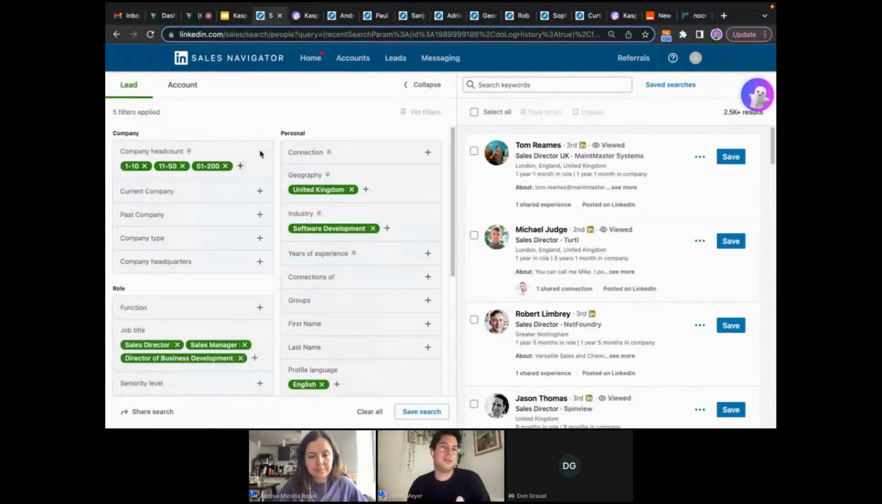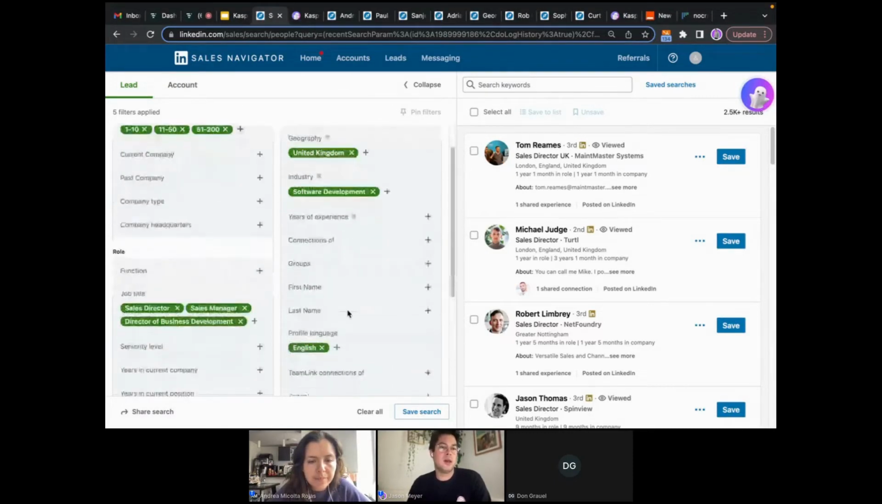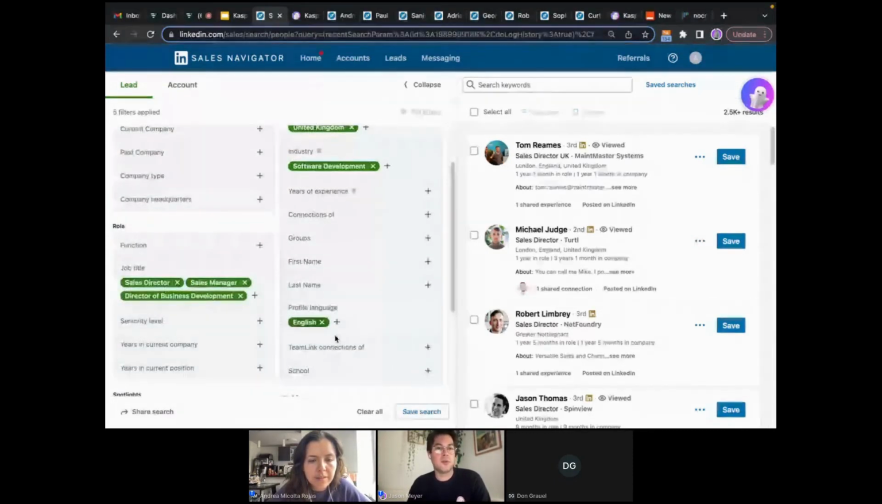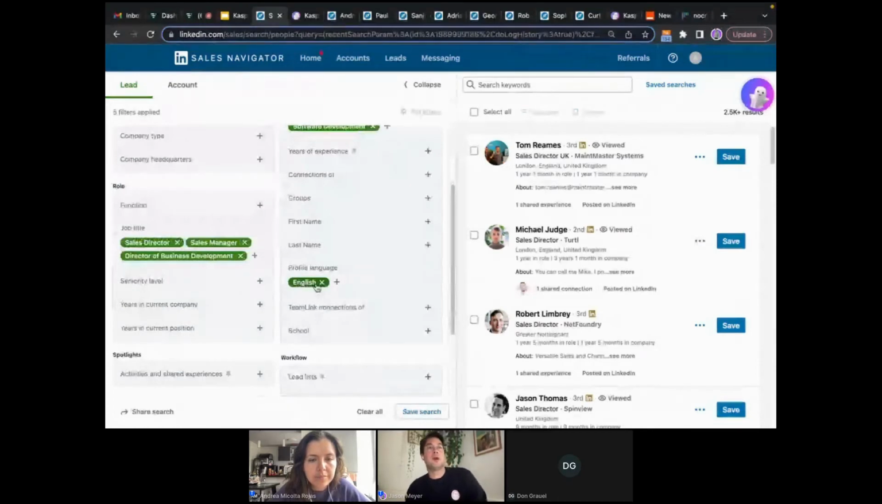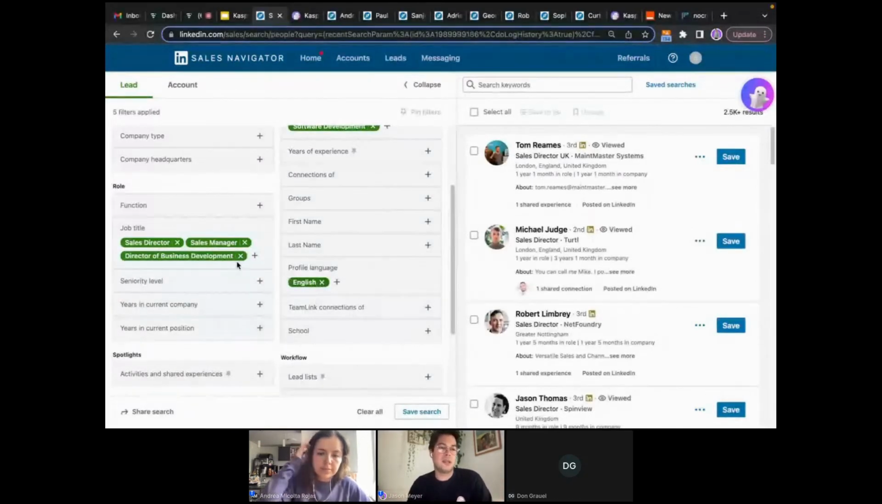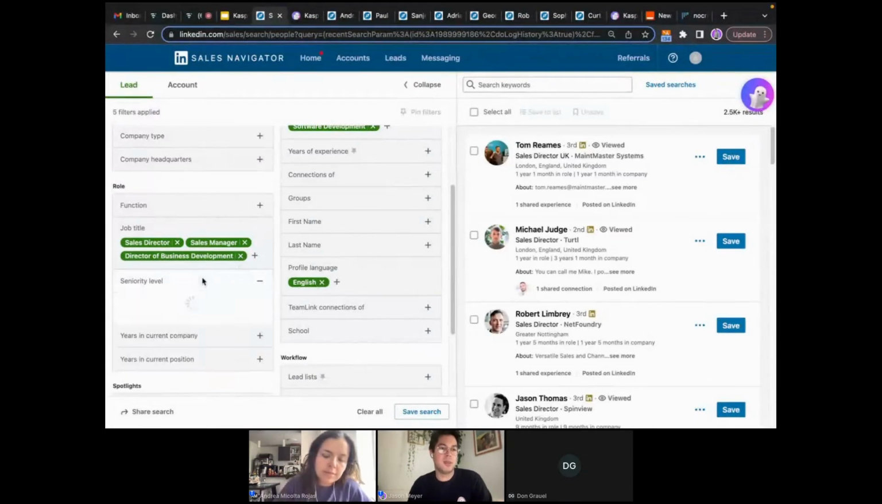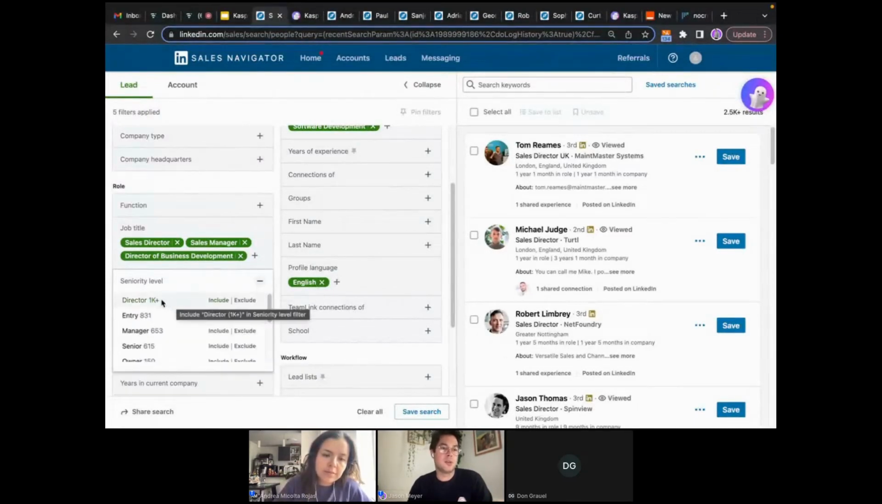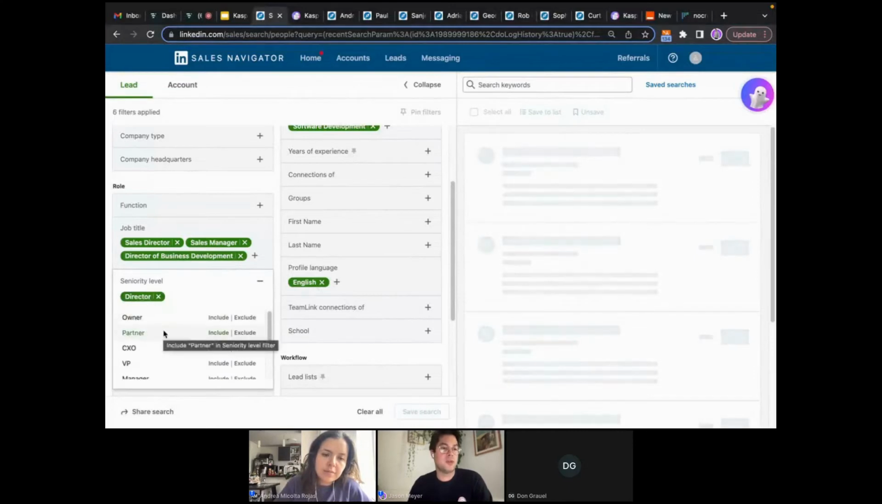But in this case, I'm going to target the United Kingdom as a country. And then I'm interested in people that are working in the software industry. And then just to add a few more, I want their profiles to be in English because perhaps my product is market ready, but only in English speaking markets. And then you can also add, let's say, seniority level into the mix. So yes, you want directors, you want partners, you want managers, anybody that can be a decision maker.